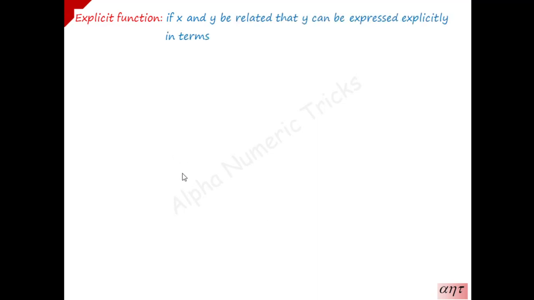Now we will see some more definitions. Explicit function. Suppose x and y are related, and suppose you can write y is equal to some function of x. On the left hand side you have y alone, and on the right hand side a function of x alone. So you can say that this is an explicit function.